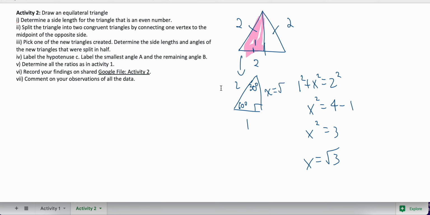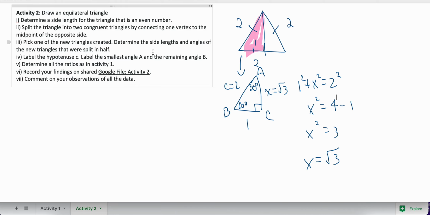Okay, and then it says label the hypotenuse c, so c is equal to 2. Label the smallest angle a, so that's this one up here, and the remaining angle b. Okay, so there we go, that's our triangle.